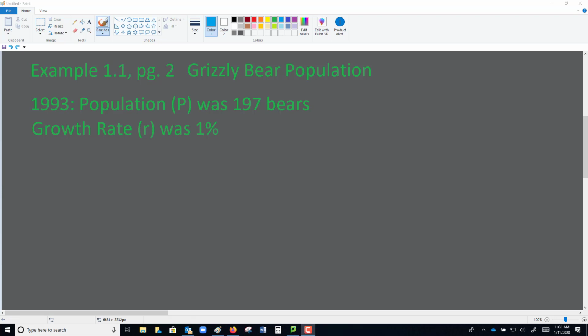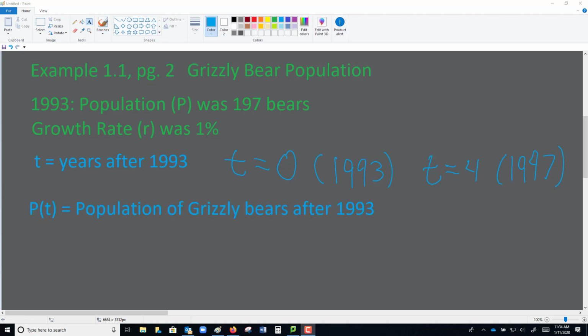So we want to make a function that represents this population at any given time. Usually with a function, we need some variable. In this case, we're going to have the variable t, and we'd like to think of 1993 as our starting year. So if little t represents the number of years after 1993, because we want 1993 to be our base year, then t equals 0 represents the year 1993 itself. For instance, t equals 4 will represent the year 1997, or 4 years after 1993. Thus, naming our function p, p of t will be the population of grizzly bears after 1993.